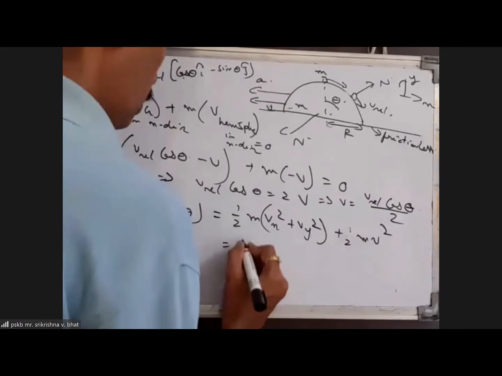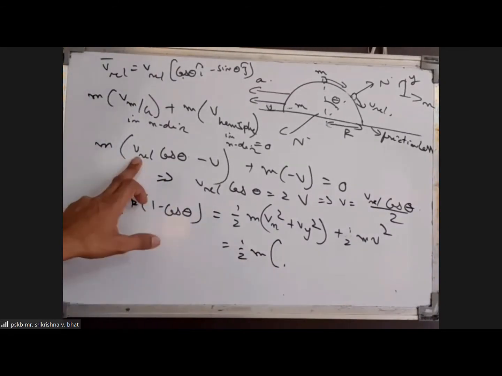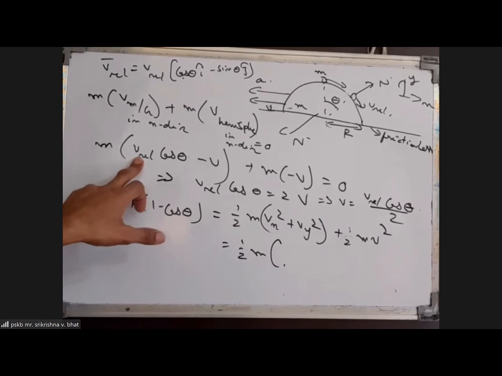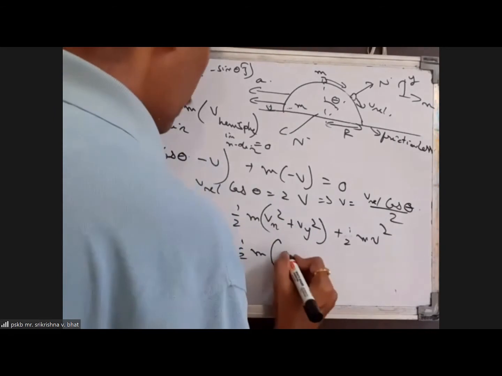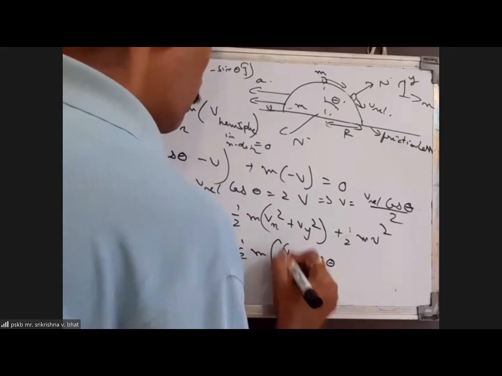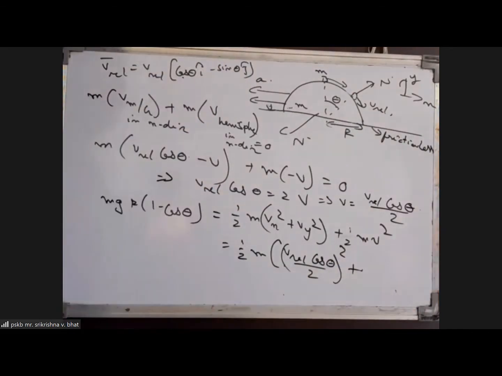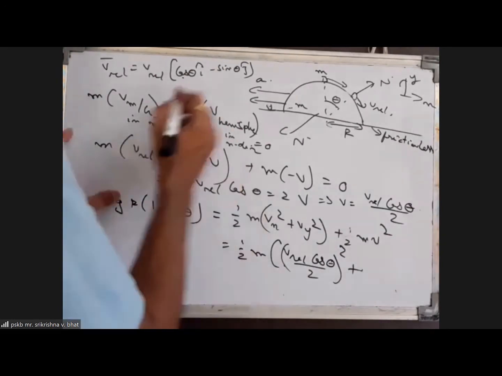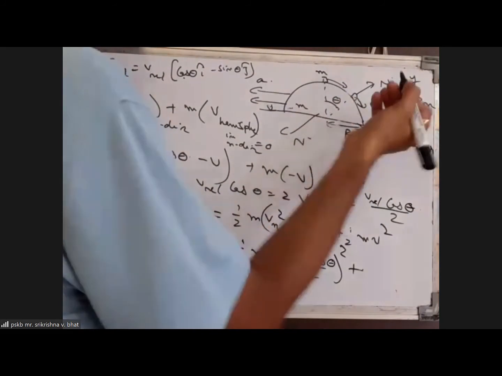So this is going to be half m into, in place of vx, since we have vx as v relative cos theta minus V, this is v relative cos theta minus v relative cos theta by 2. So it is v relative cos theta by 2 whole square, plus vy square. And in place of vy, we can take v relative sin theta, because the velocity of the particle in the y direction will just be v relative sin theta.